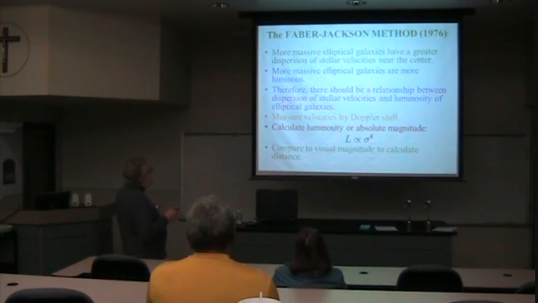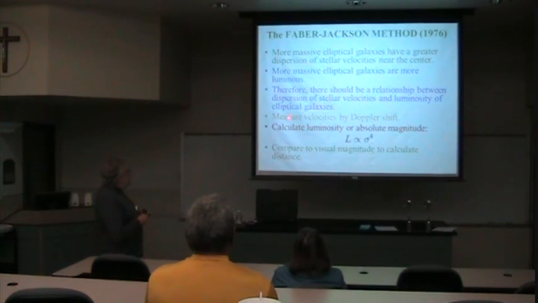So what we're looking at here is the dispersion of stellar velocities. If it's really fast near the center and it slows down out towards the edge, that's a big dispersion indicated by sigma. If it's pretty much the same rotation all through the whole thing, then it's probably not very massive and it's probably not all that bright. So it would have a lower luminosity.